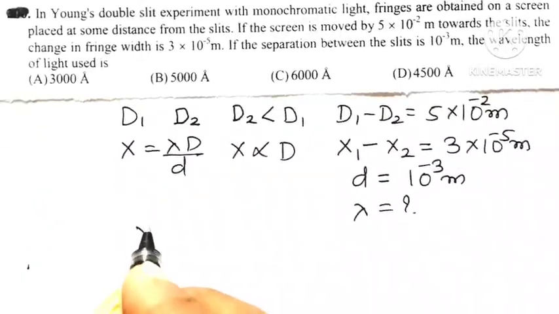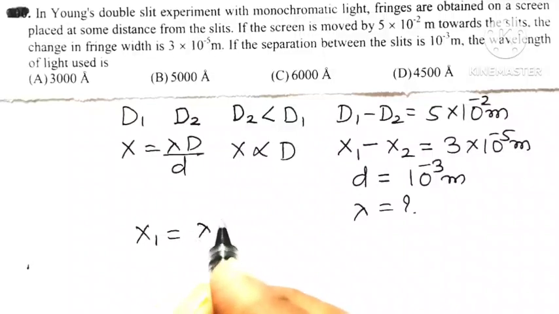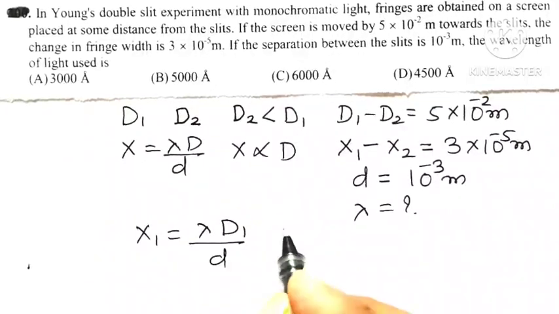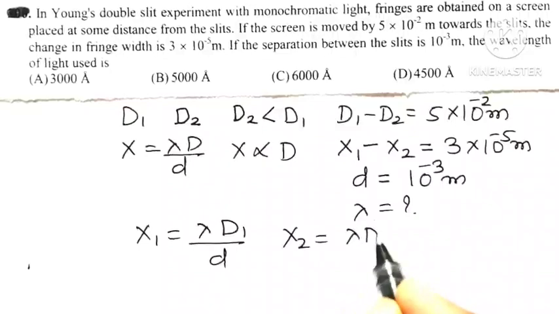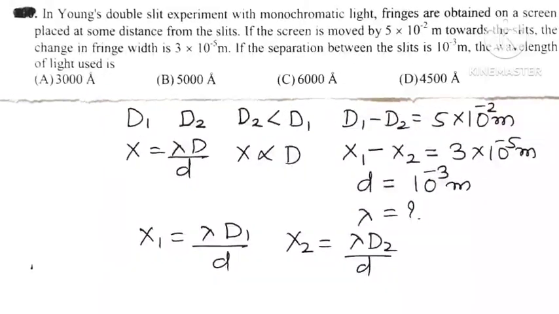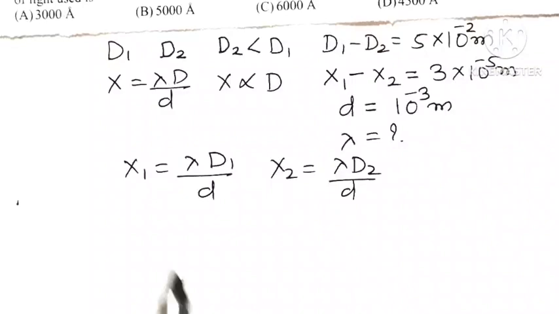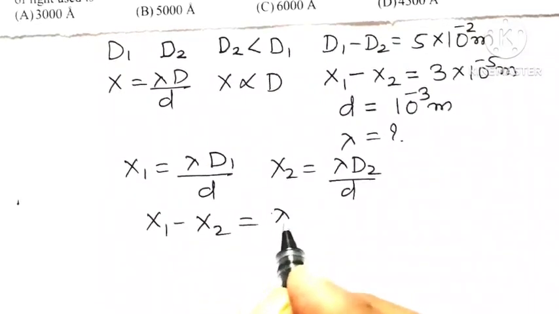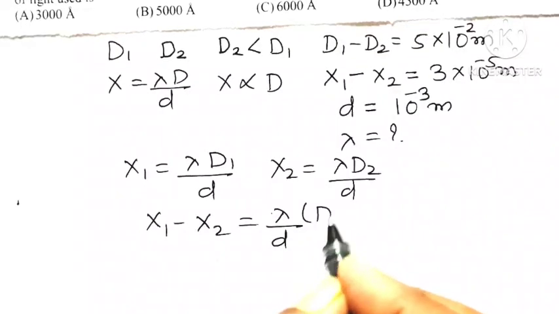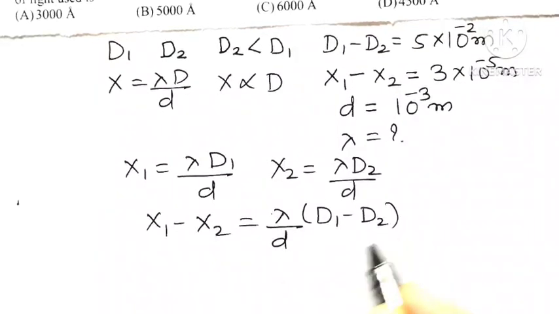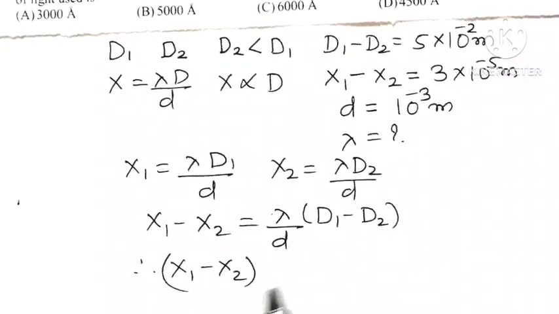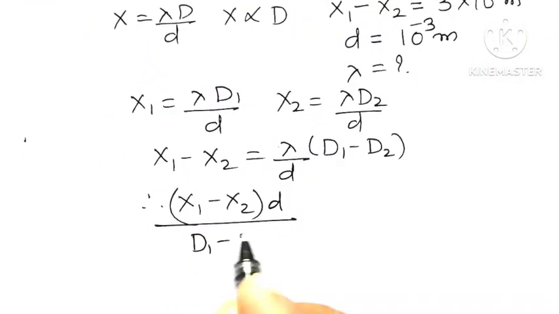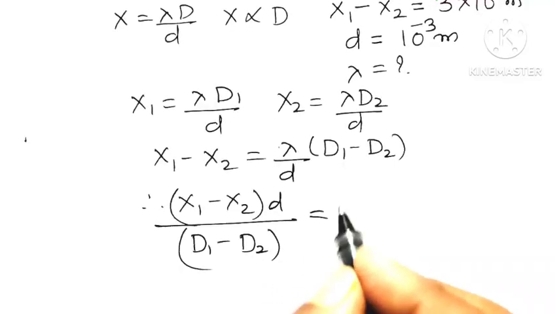See here, x1 is equal to lambda d1 by d, x2 is equal to lambda d2 by d, and therefore x1 minus x2 is equal to lambda by d, which is common, and in bracket it is d1 minus d2. Therefore x1 minus x2 into small d divided by d1 minus d2 will give us the wavelength lambda.